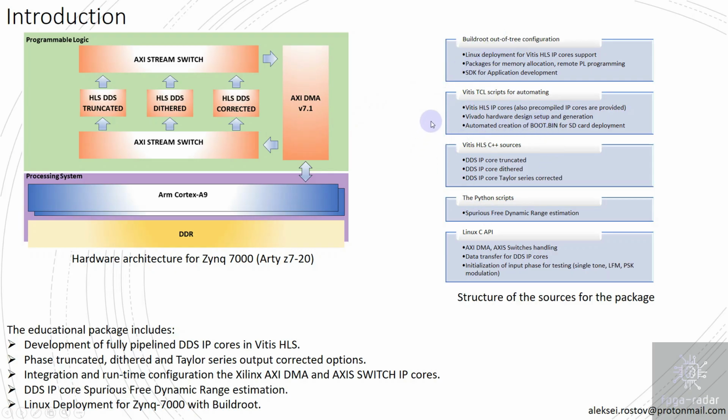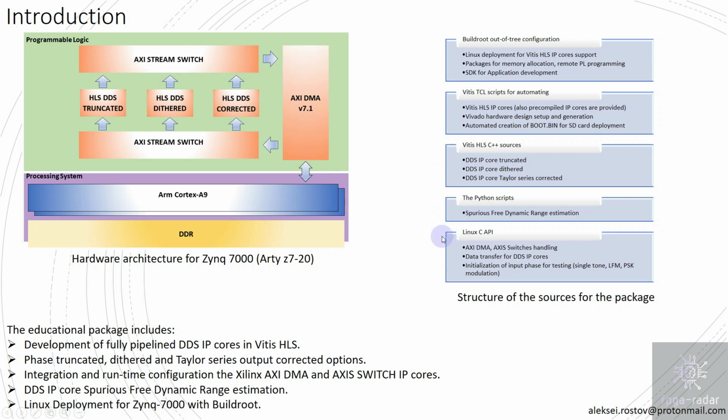So, this is the structure of the sources. The package includes the following. First of all, it's Buildroot with three configurations that allow you to deploy Linux with high-level synthesis IP core support. Vitis Tcl scripts for automating projects like the Vitis high-level synthesis project, the Vivado hardware design project, and creation of the bootloader for SD card deployment. Vitis high-level synthesis C++ sources for all IP cores and programmable logic. Python script for spurious-free dynamic range estimation and for parsing outputs from the high-level synthesis DDS implementation IP core.